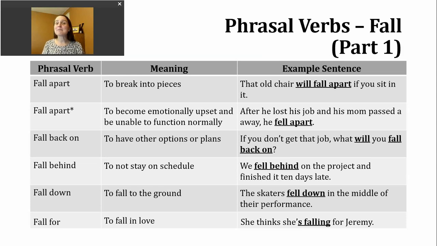Another phrasal verb you might hear is fall for. And this one also has two possible meanings. The first has a very happy meaning to it. It's to fall in love. So, an example sentence. She thinks she's falling for Jeremy. So here, she thinks she's falling in love. Just another way to say it.